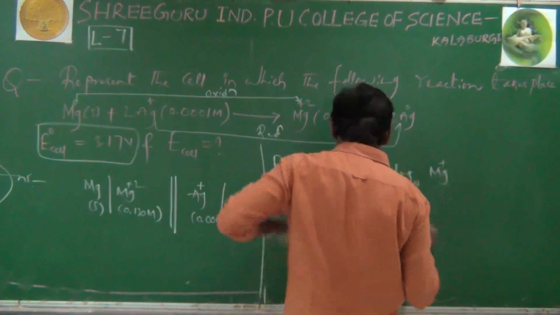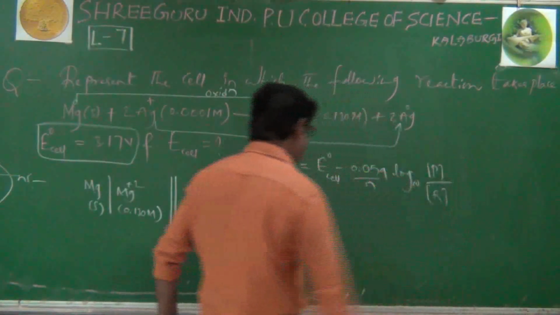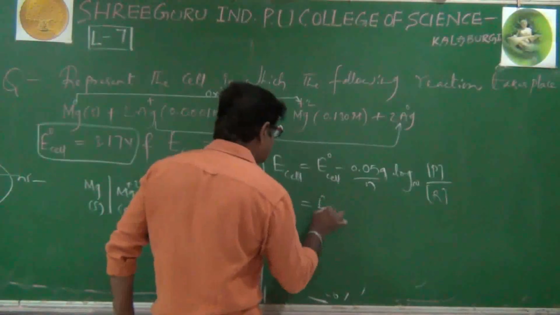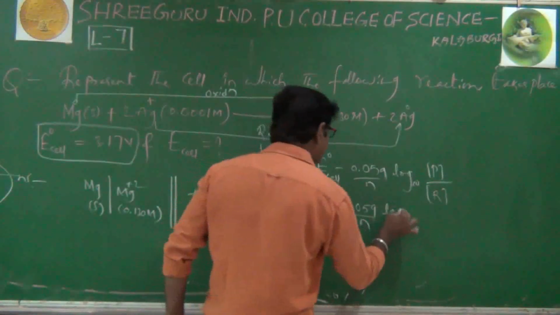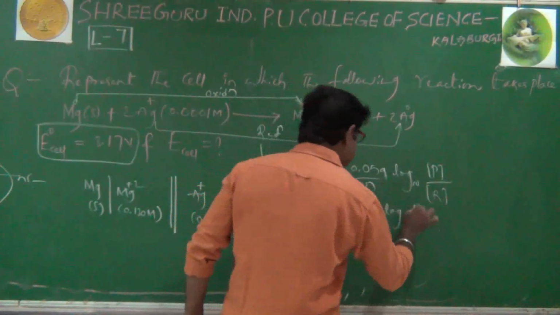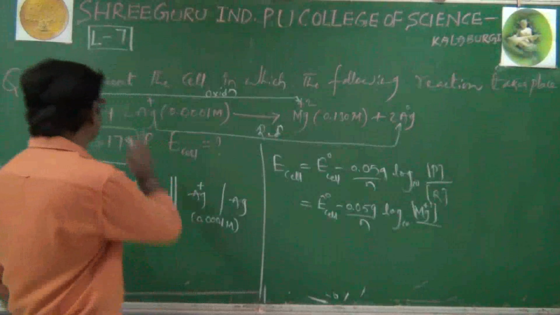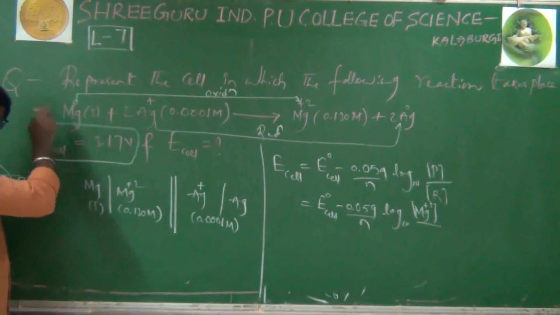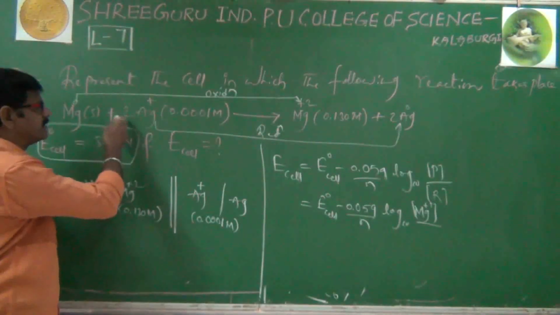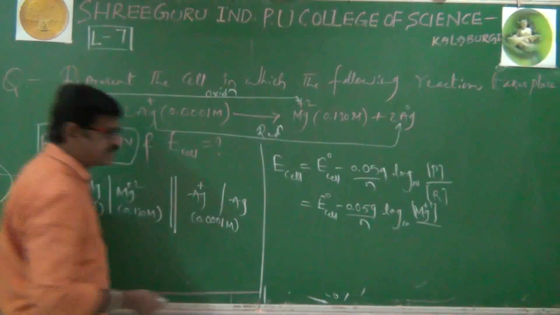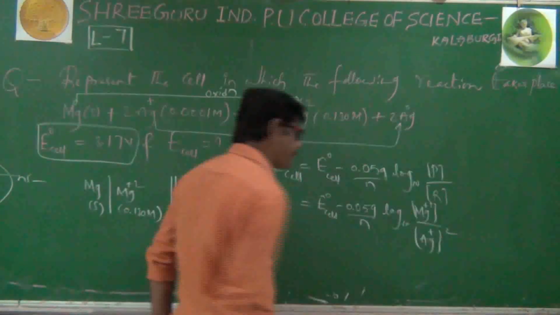Mg plus 2 directly. Otherwise, first write the formula: product concentration divided by reactant concentration. Next, E naught cell as it is, minus 0.059 by n log base 10 Mg plus 2 divided by reactant concentration. Again here, magnesium metal is not necessary to take, only Ag plus we have to take. Ag plus whose stoichiometric coefficient is 2, that 2 we have to write as its power, Ag plus to the power of 2, that's all.